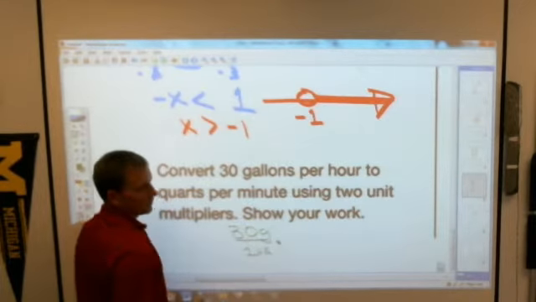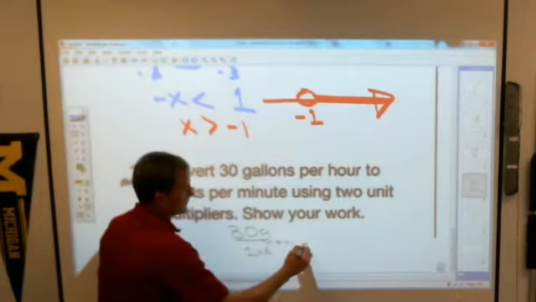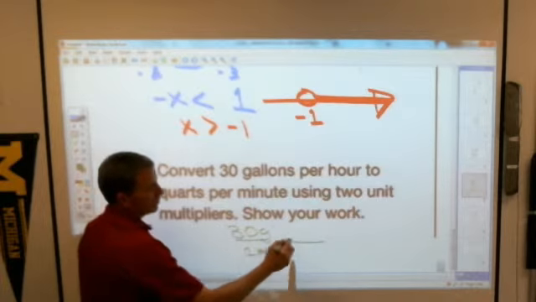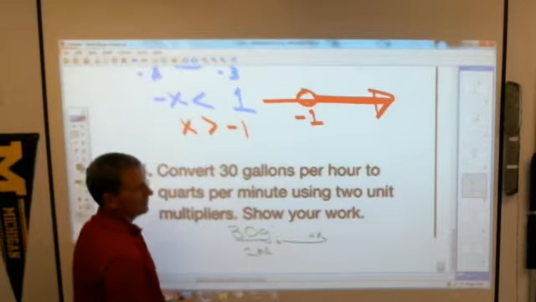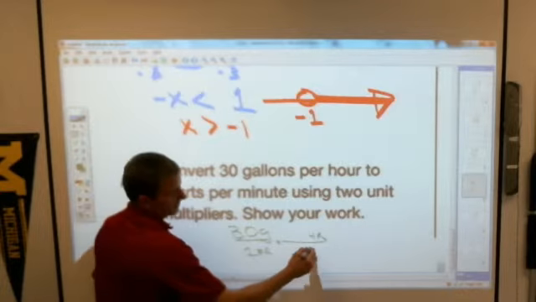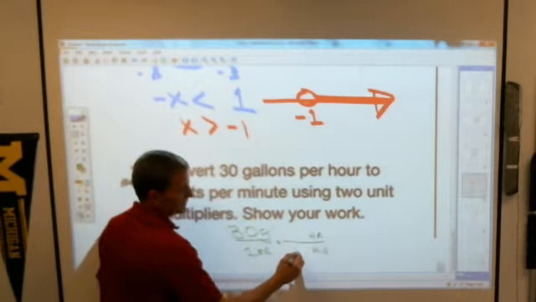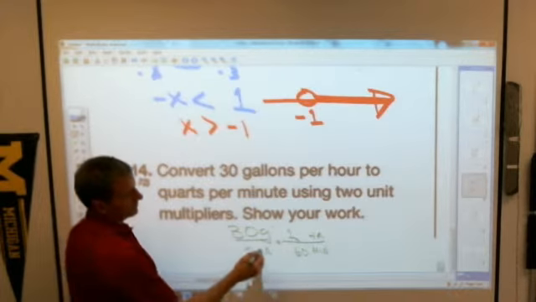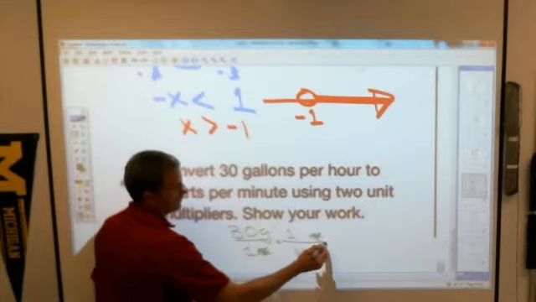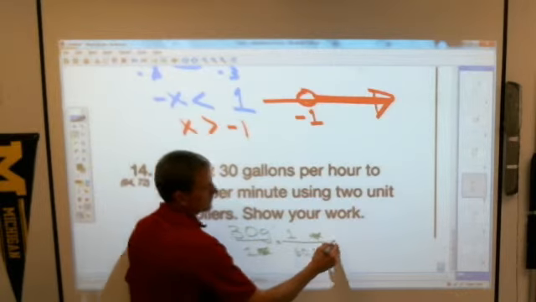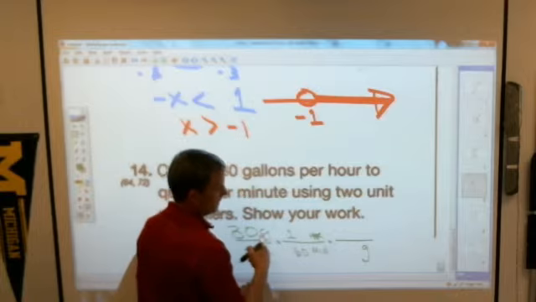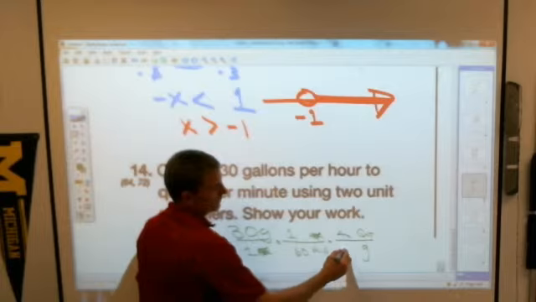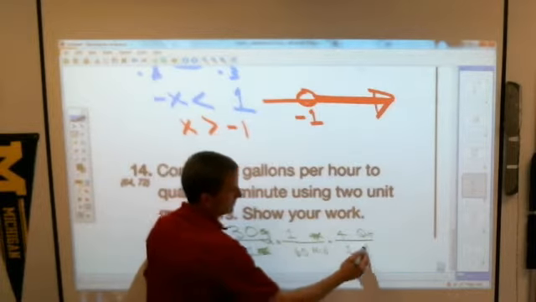Who wants to change what to what first? Brian Diedrich, which one should I change first? Gallons or hours? Hours. So hours is on the bottom, so hours will have to go on top up here. You're changing it into minutes, so minutes have to go on the bottom, and there are 60 minutes in an hour. There's my first conversion. So now my hours are gone, and I am now going to change my gallons into quarts on the bottom because it's on top there. How many quarts in a gallon? 4. So now my gallons are gone.